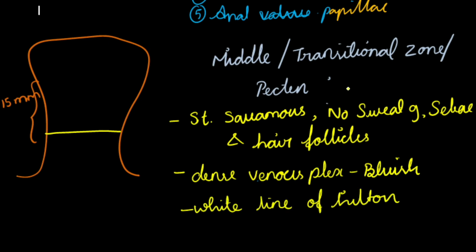So in case of the middle or transitional zone, or pecten, it is lined by stratified squamous epithelium and there will be no sweat glands, sebaceous glands and hair follicles, and this mucous membrane will have the dense venous plexus. So this appears very bluish.